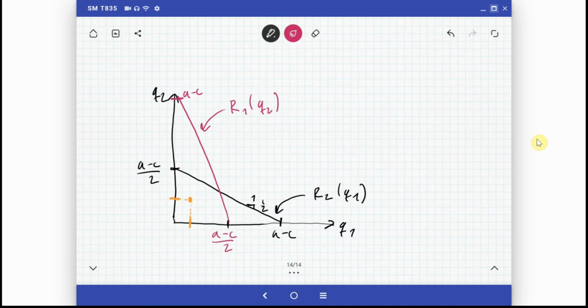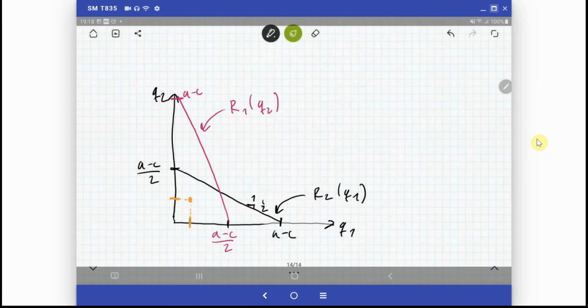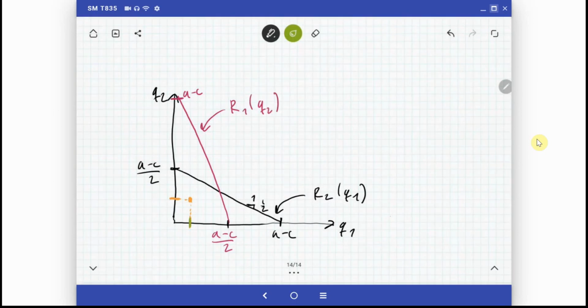Because if player 1 produces this quantity, what is the optimal quantity of player 2? Well, that would be this quantity. So player 2 would say, no, I would like to deviate. Instead of producing this quantity, I should have produced this quantity. So I would like to deviate and actually increase my quantity. So player 2 wants to deviate.